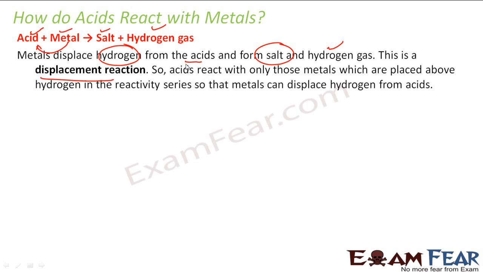Acid reacts with only those metals which are above hydrogen in the reactivity series. Please note. We can explain these things in the next chapter, where we'll take the activity series also. In layman's terms, metals which are more active than hydrogen can displace it.